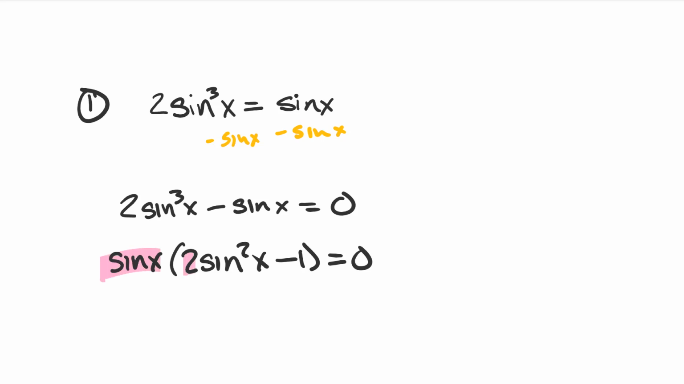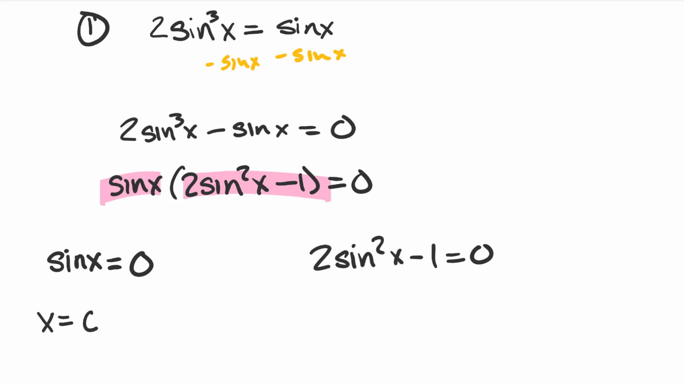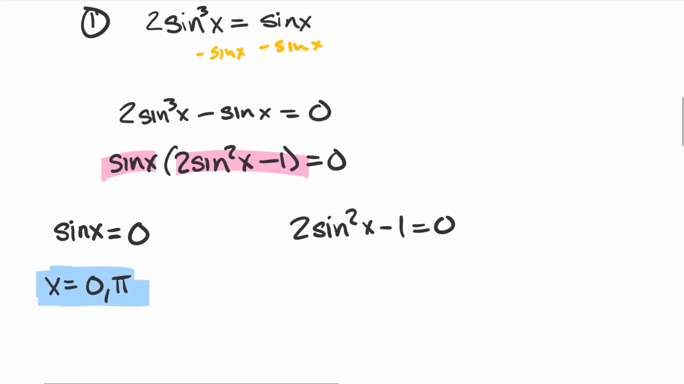So we use our zero product principle to set these two things equal to 0 and solve. So we say, well, if sine of x is equal to 0, the whole thing is equal to 0. Also, if 2 sine squared of x minus 1 is equal to 0, the whole thing equals 0 by the zero product principle. So on the left, sine of x equals 0 when x is equal to 0 or pi, as long as we're only talking about between 0 and 2 pi. So there is our solution for the left, but we still need to deal with what's on the right. We still have more solutions to go get.